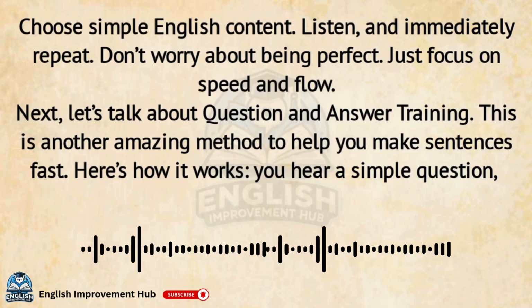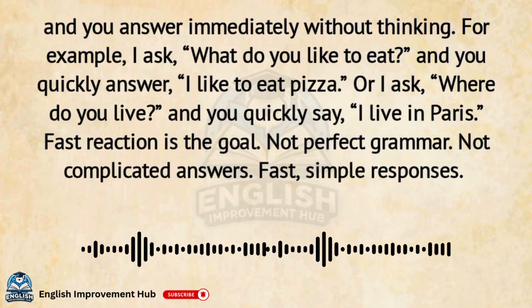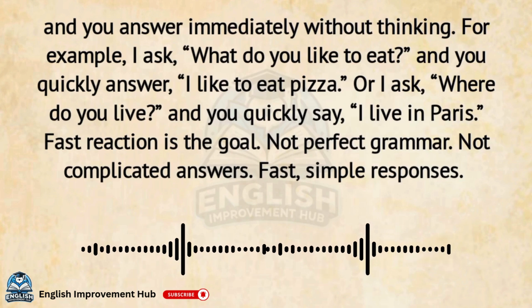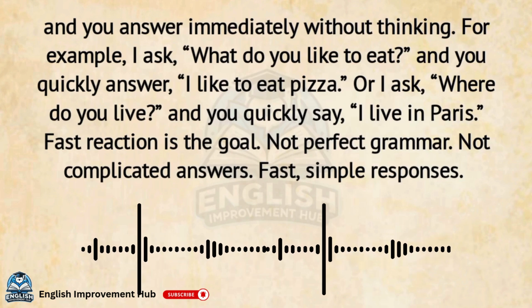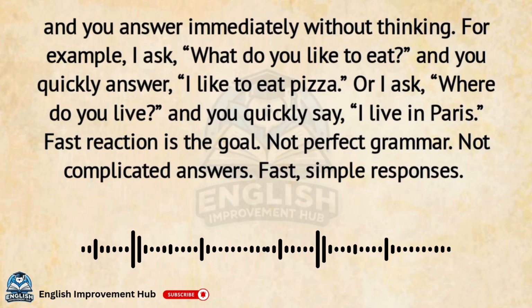Next, let's talk about question and answer training. This is another amazing method to help you make sentences fast. Here's how it works. You hear a simple question and you answer immediately without thinking. For example, I ask, "What do you like to eat?" And you quickly answer, "I like to eat pizza." Or I ask, "Where do you live?" And you quickly say, "I live in Paris." Fast reaction is the goal, not perfect grammar, not complicated answers, just fast, simple responses.